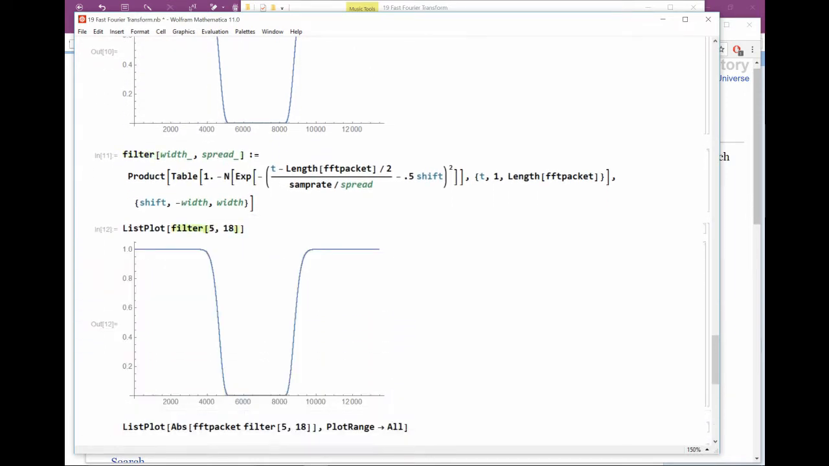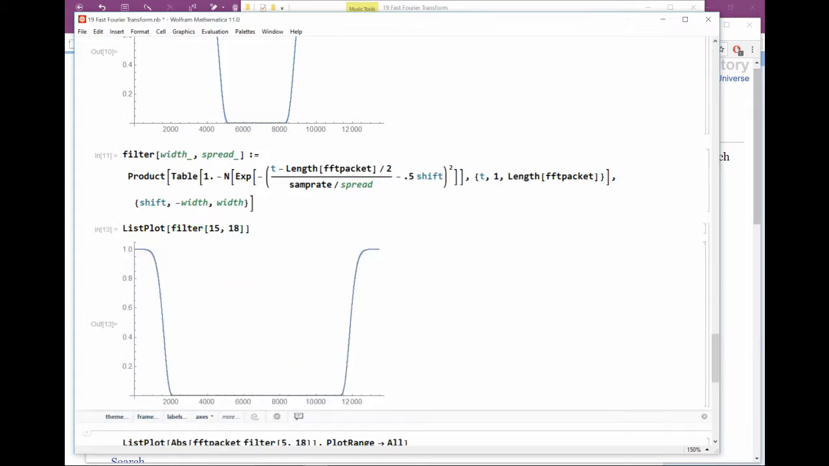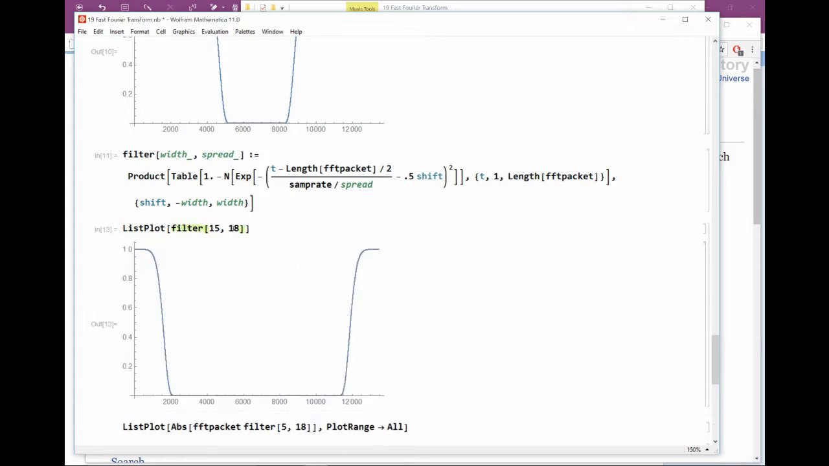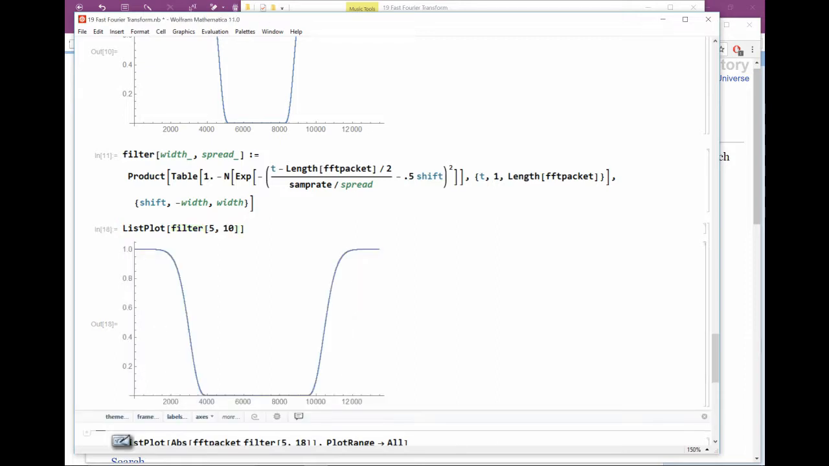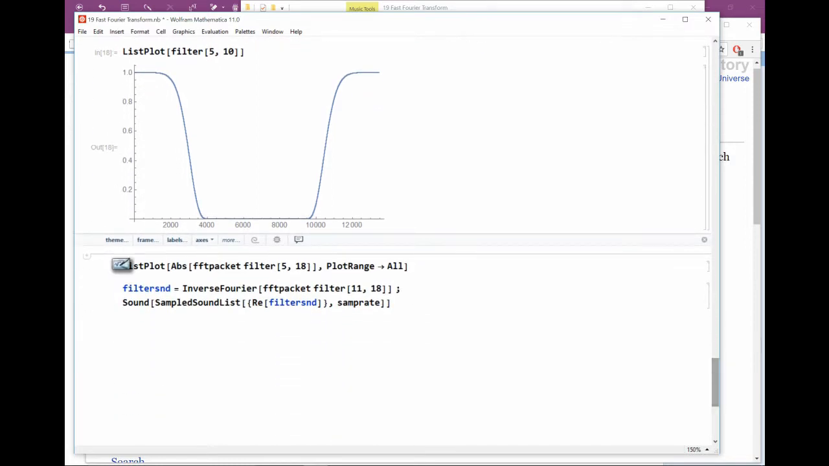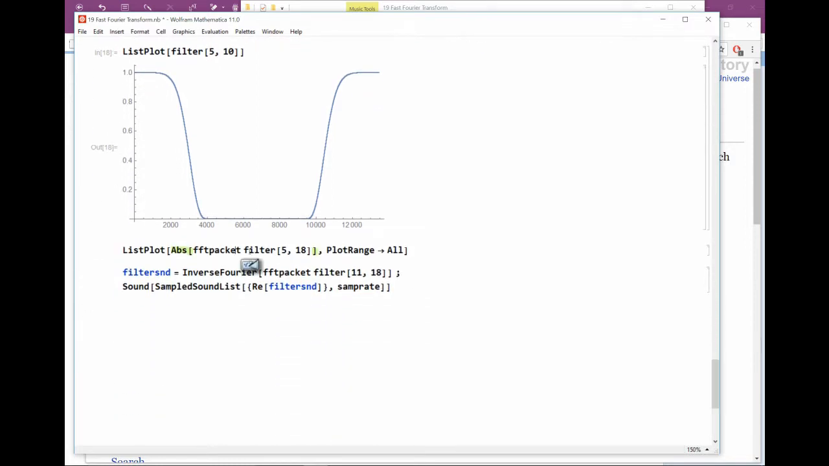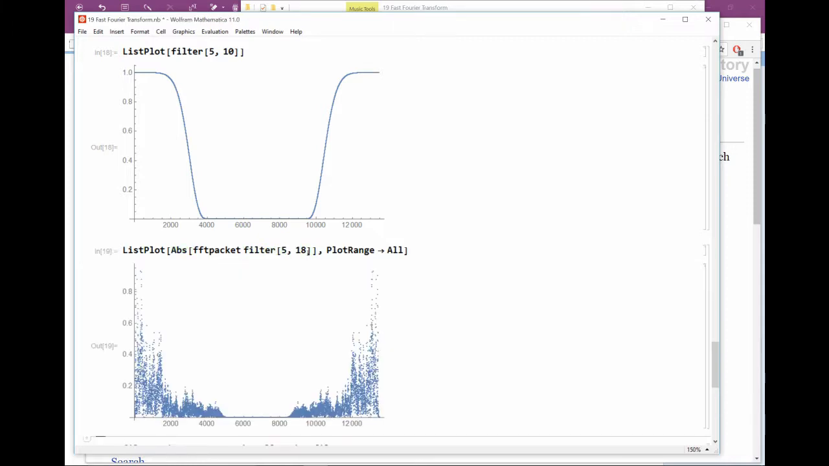So if I increase the width parameter, then I will be erasing more frequencies. And if I decrease the spread, then it's going to be a slower drop-off. So if I look at the fast Fourier transform and I zero out some of the frequencies, this is what I'm going to get. I just erased parts of the noise that are in the higher part of the spectrum.